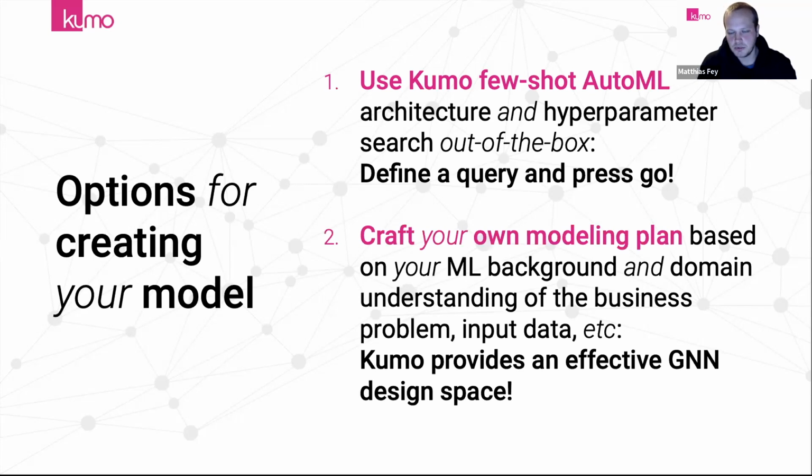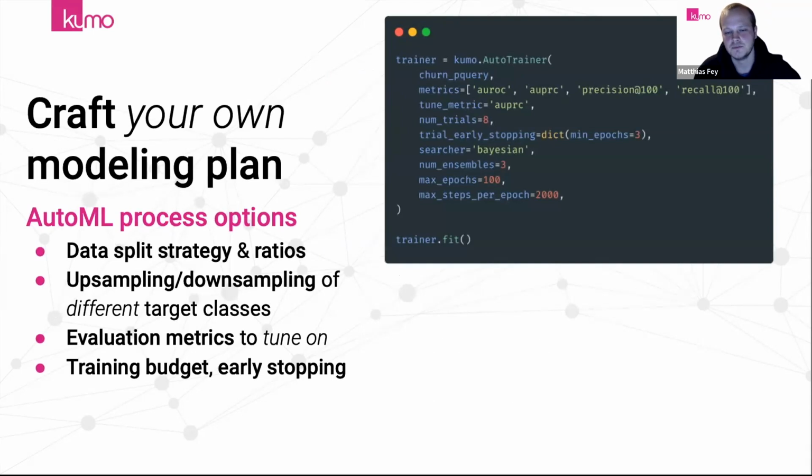If you want to explore more what is going on behind the scenes, you may have a machine learning background or some domain understanding of the business problem, then you can actually dig much deeper into the Kumo GNN and model plans and provide an effective GNN design space. So let me show what that means. So we now have our churn predictive query. And this predictive query can be inputted into an auto trainer object.